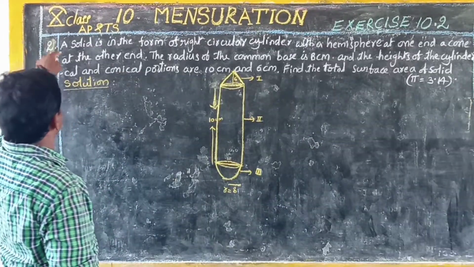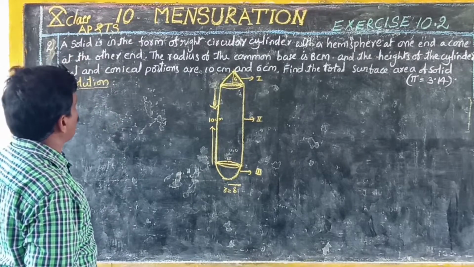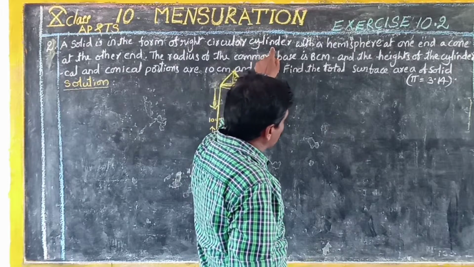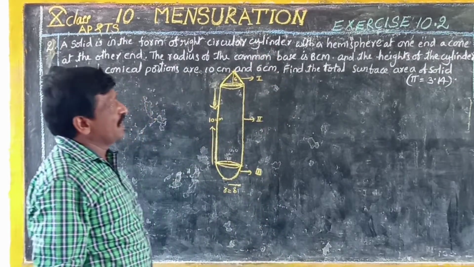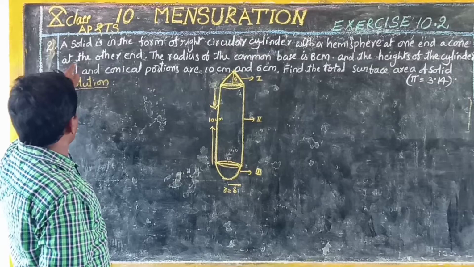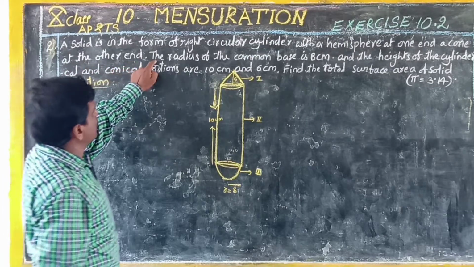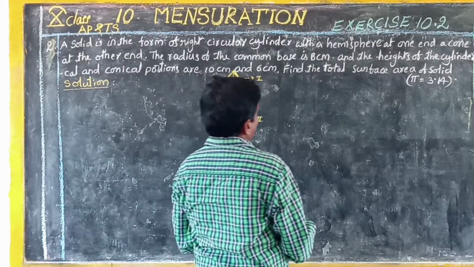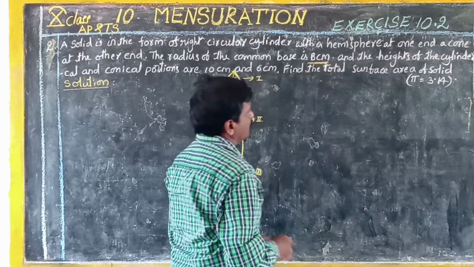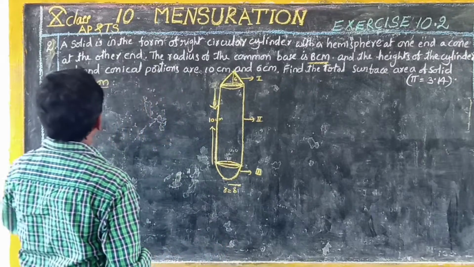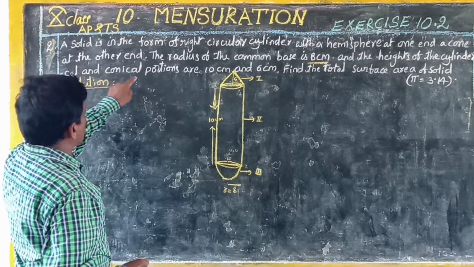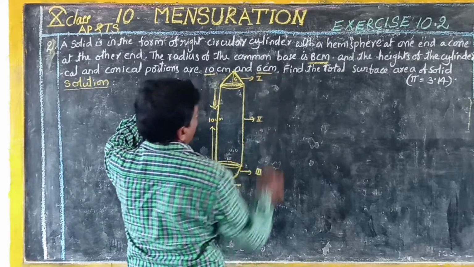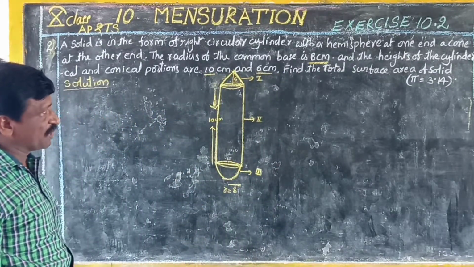Now the second sum. A solid is in the form of a right circular cylinder with a hemisphere at one end and a cone at the other end. The radius of the common base is 8 cm. The heights of the cylinder and the conical portions are 10 cm and 6 cm. Find the total surface area of the solid.